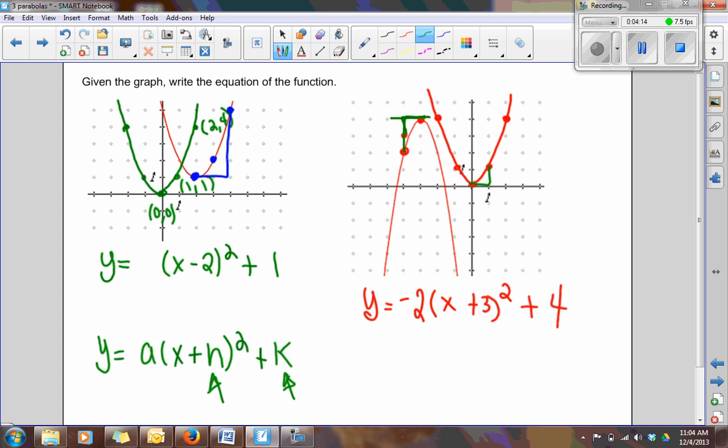So let's see, 2 over 1, 2, 3, 4, 5, 6, 7, 8. So instead of 2 over 4 down, we've got 2 over 8 down. So we can see that a is negative because it's been flipped upside down, and 2 because our y value is multiplied by 2 each time.